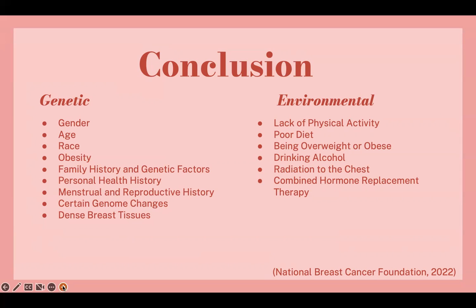Menstrual and reproductive history, such as early menstruation, late menopause, having your first child at an older age, or never having given birth, are all ways that can increase your risk. Certain genome changes, such as BRCA1 and BRCA2, and having dense breast tissue can increase your risk because it can make detecting lumps harder. Some environmental factors are lack of physical activity, poor diet, being overweight or obese, drinking alcohol, radiation to the chest, and combined hormone replacement therapy.